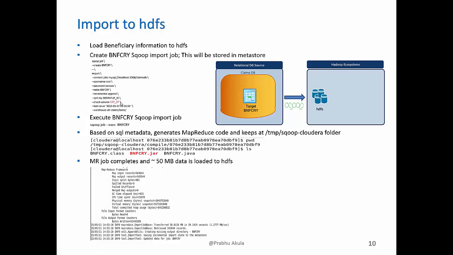So let's look at this statement, what we are doing here. I created a job called beneficiary. It's doing an import job connecting to this MySQL server, and the database is ClampsDB. Here we are providing the username and password and the table which I would like to add to HDFS. And here I'm specifying incremental append. The split-by column is this unique member ID.